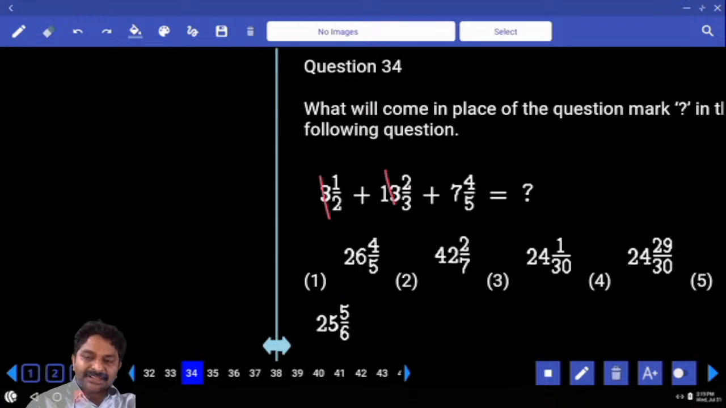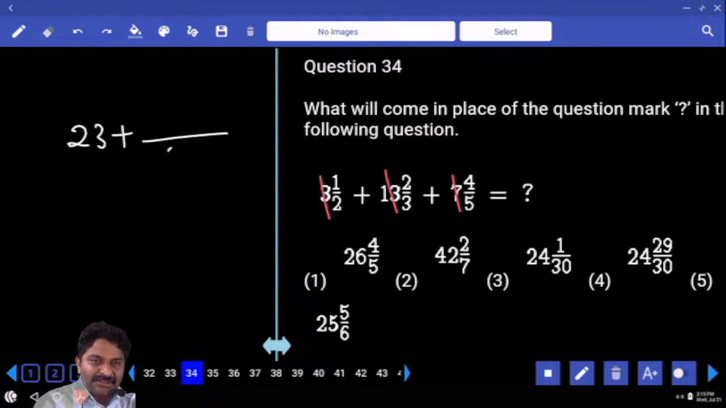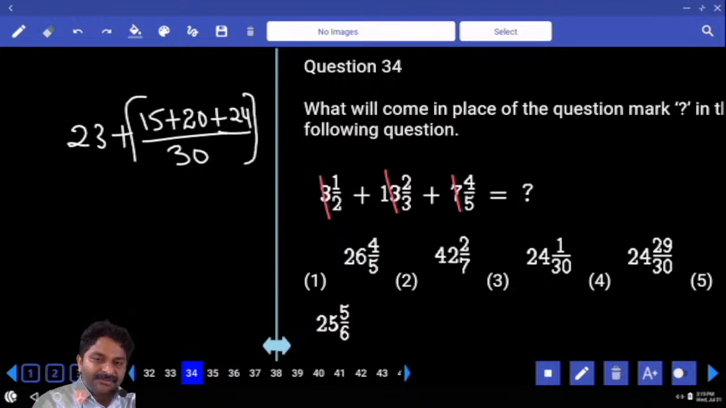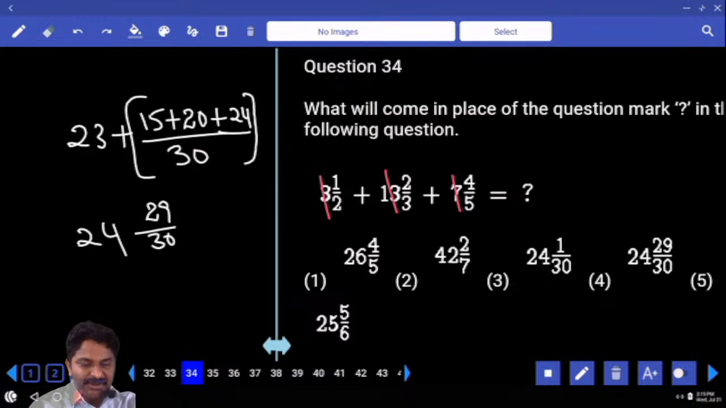3 plus 13 plus 7, 23. LCM of the denominators is 30. 2, 15 times. 3, 10 times. 10 into 2, 20. 5, 6 times. 6 into 4, 24. Numerator is 59 only. Divided by 30, which gives you 1 and remainder 29 by 30. There is only one option which has 29 by 30.